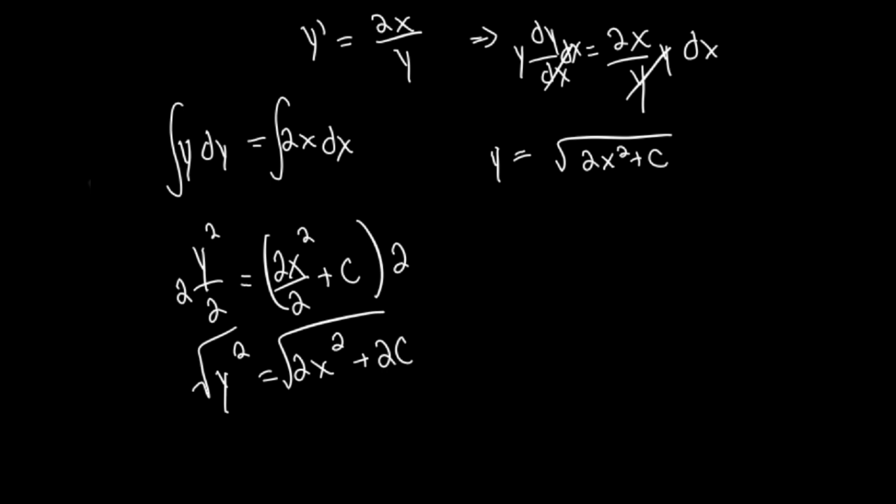Now, remember, this is a square root, and one of the things we said to be careful for is a square root, depending on our initial condition. However, since this is a general equation, we don't know our initial condition, so we can just say plus or minus the square root of 2x squared plus c.